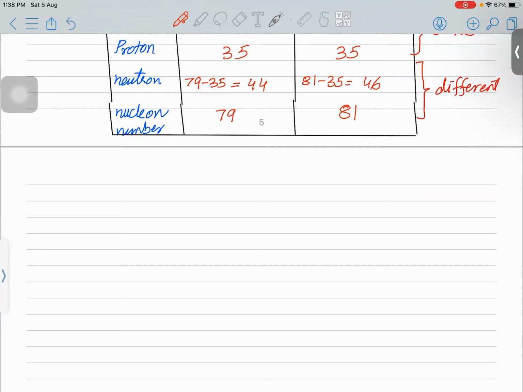Are you getting my point or not? Yes, sir. Hamza, can you repeat what are isotopes? Yes, isotopes are atoms of the same element with the same atomic number, but different number of neutrons. Exactly. Do they have different chemical properties or same? Same chemical properties, because they have the same number of electrons in the outer shell. Very good.